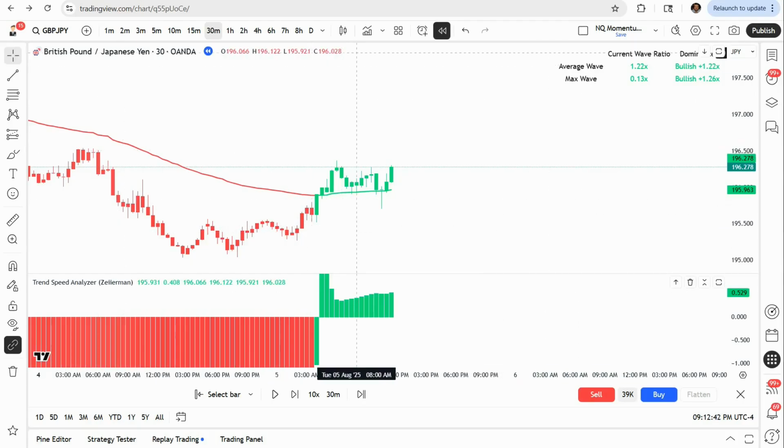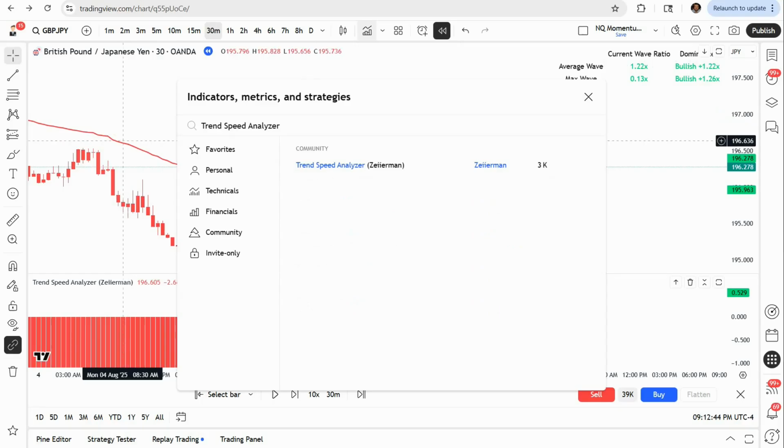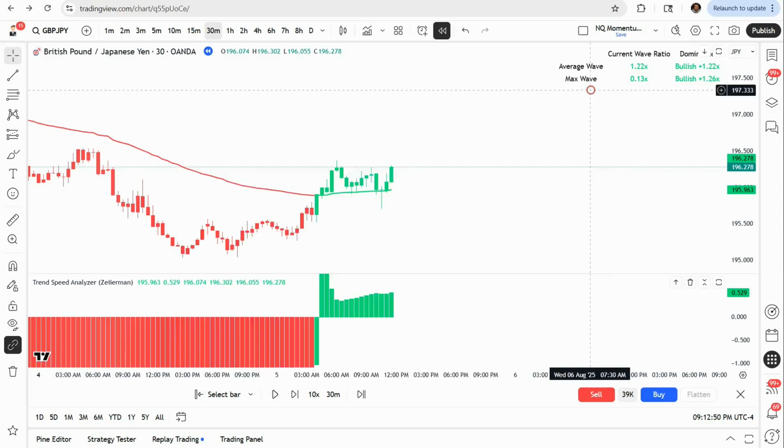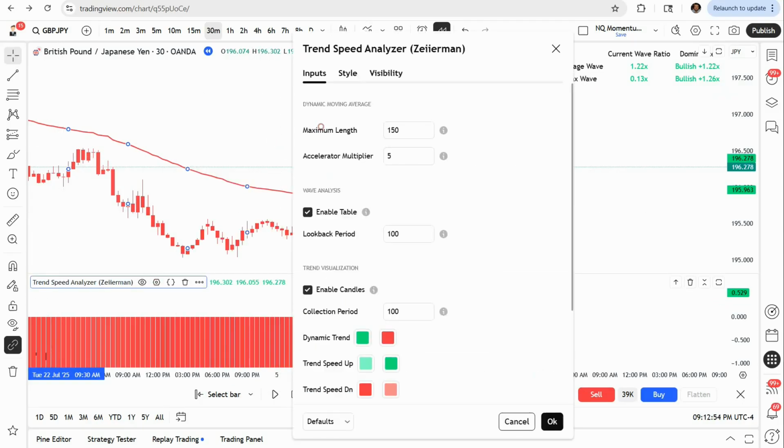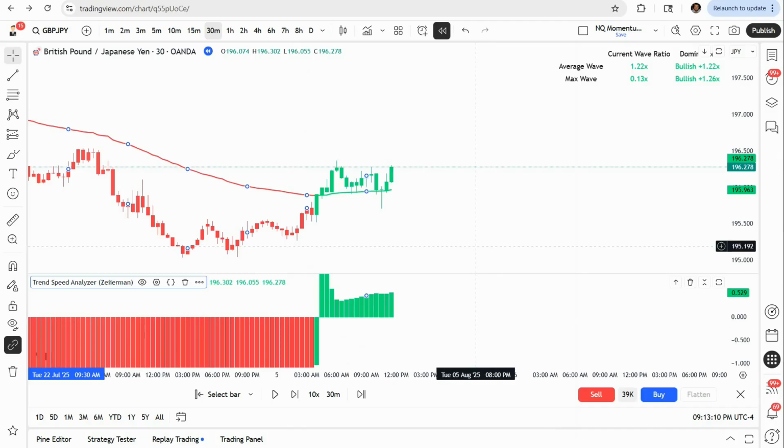The indicator we will add to the screen is the Trend Speed Analyzer. It's going to be this one right here. Go ahead and click on that and add it to the screen. Jump into the settings and go into the inputs. Under the maximum length, change that to 150. Make sure the accelerator multiplier is 5. Look back period 100. Collection period also 100. Then go ahead and click OK.